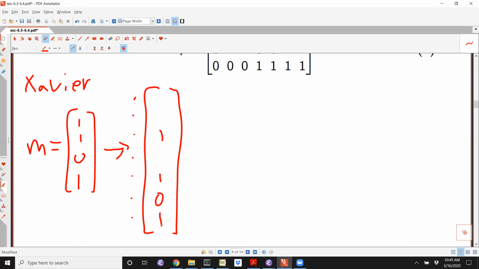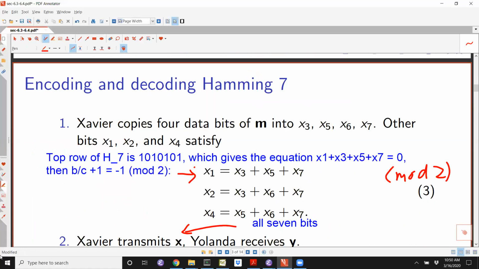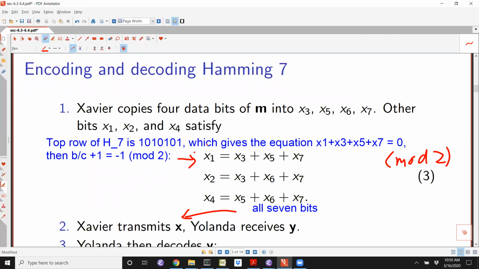Remember that was the first step of this algorithm: you copy the 4 data bits into bits 3, 5, 6, and 7. So every case so far. Any questions so far?